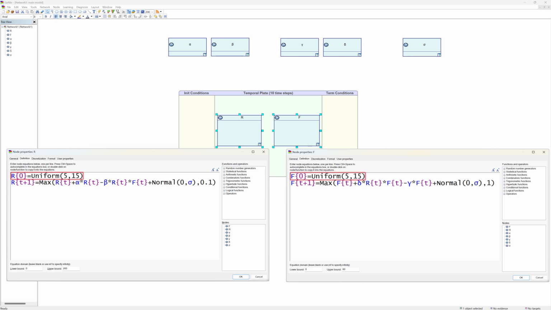We will represent the relationships between the population densities of rabbits and foxes by means of the Lotka-Volterra equations, which express the population densities in the next time step as a function of the densities at the current step. Parameters alpha, beta, gamma, and delta represent growth and interaction rates. The max function ensures that the population densities remain positive. Sigma is a parameter of noise that is natural in all real systems and that we introduced in the equations.